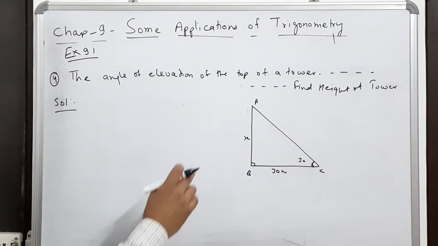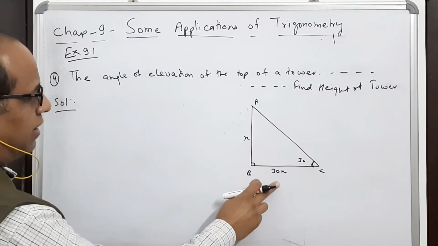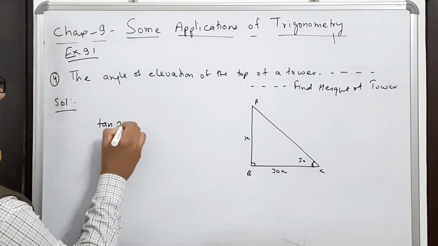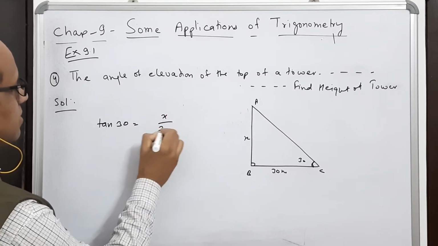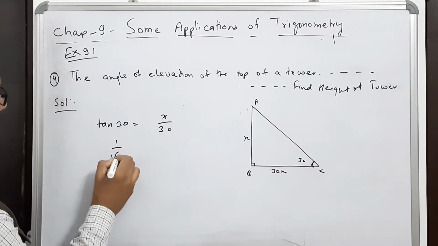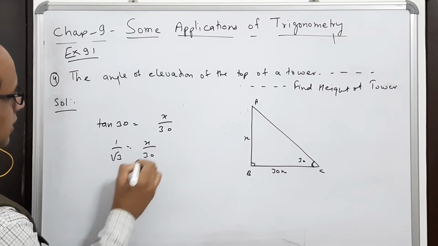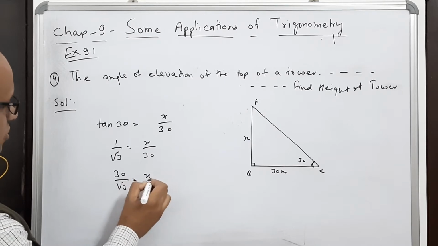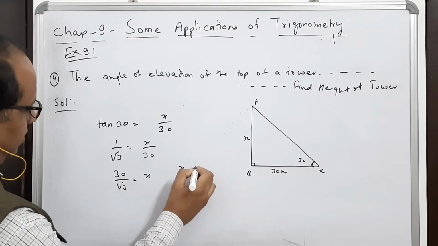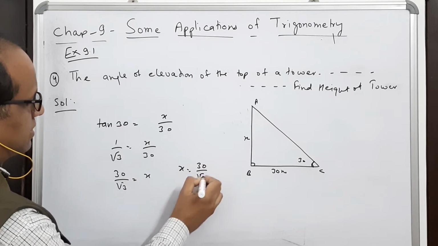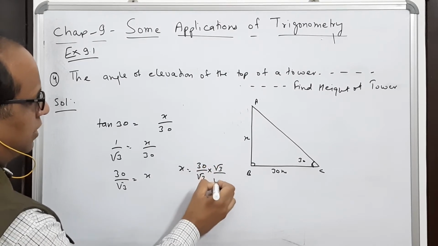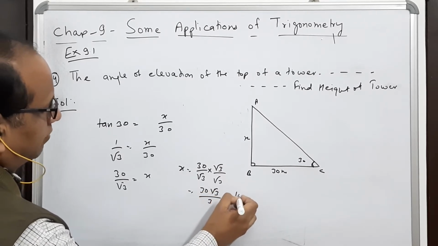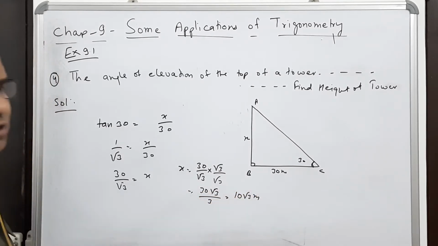Now, as you know, the perpendicular is missing and the base is given here. So we take tan 30. The value of tan 30 is x upon 30. It is 1 by root 3 equals x upon 30. Cross multiply, then 30 by root 3 equals x. Now you can rationalize this part, multiplying by root 3 and root 3. So it is 30 root 3 by 3, and the final answer is 10 root 3 meter.